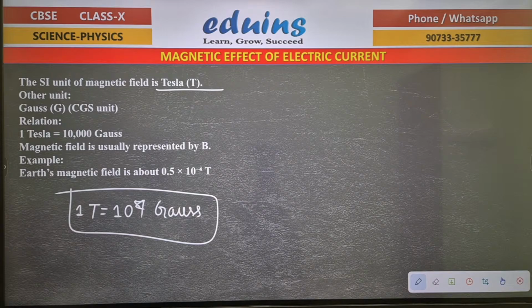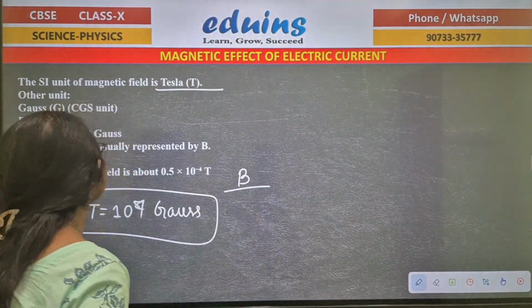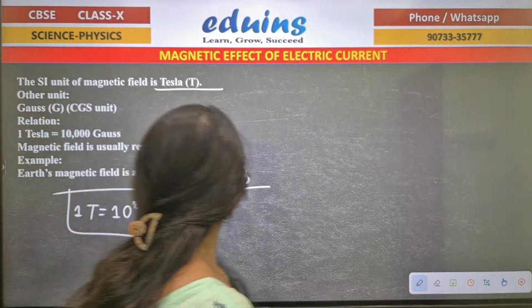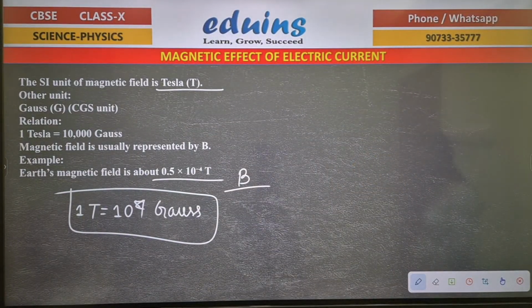Magnetic field is usually represented by B. Earth's magnetic field is about 0.5 into 10 to the power minus 4 Tesla. So we can write it as 0.5 Gauss. Okay.